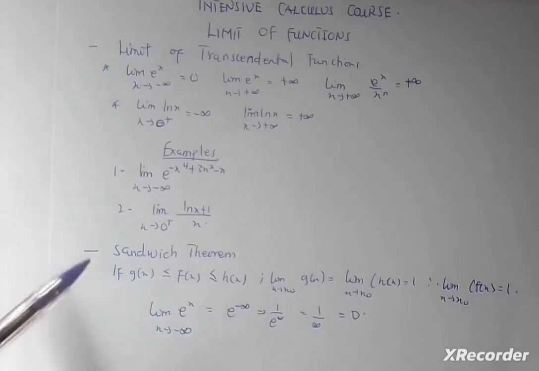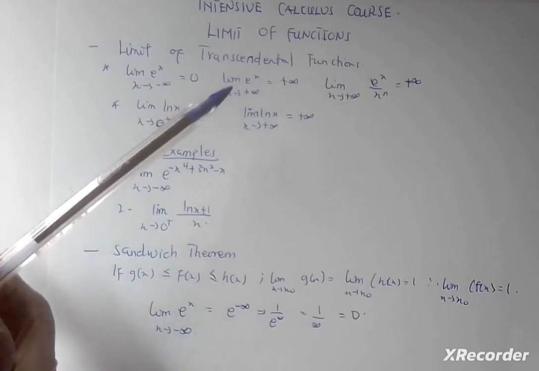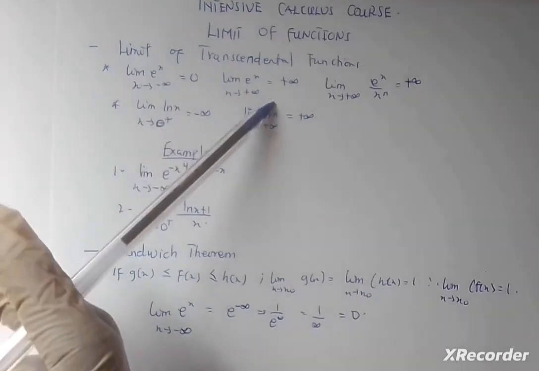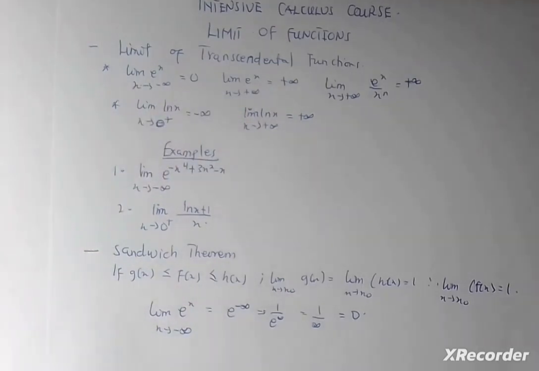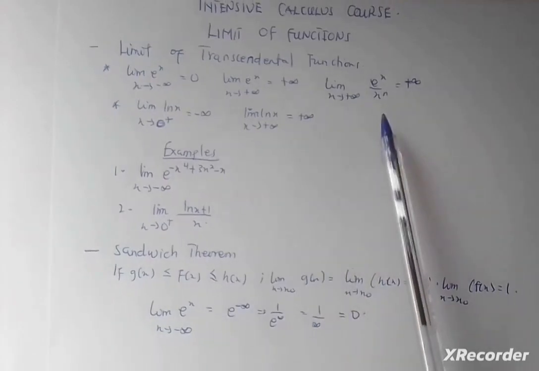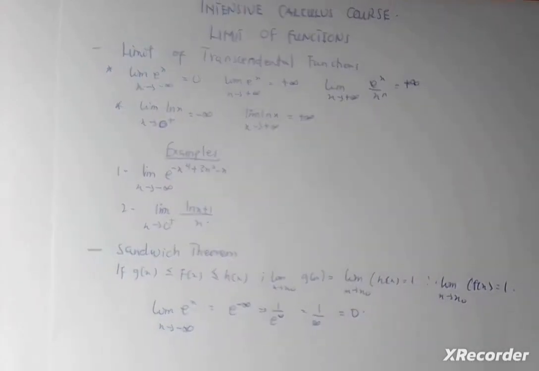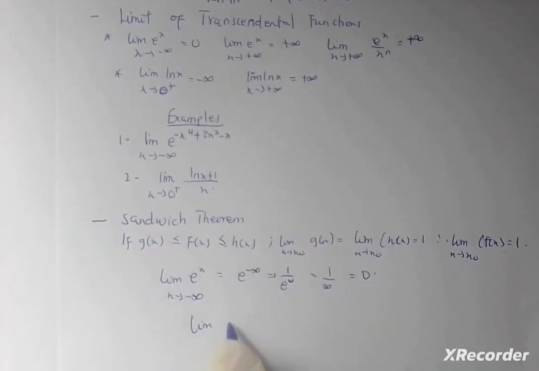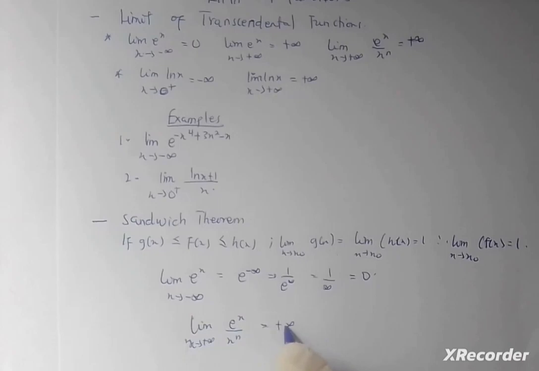The second is the limit of e to the power x as x approaches positive infinity. That one is positive infinity, yes, since e to the power infinity will give us positive infinity. Then the third one is the limit of e to the power x over x to the power n as x approaches positive infinity, which is equal to positive infinity.